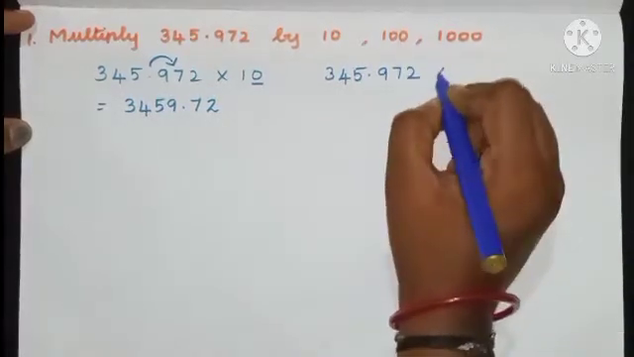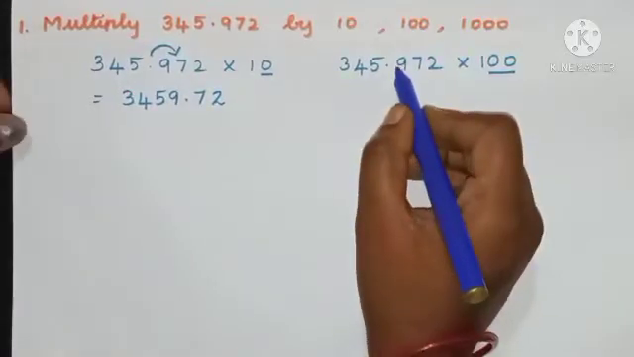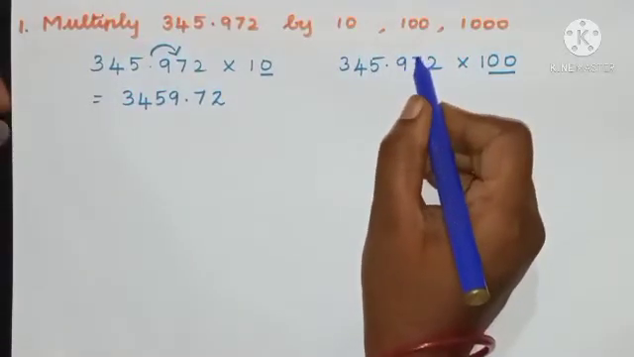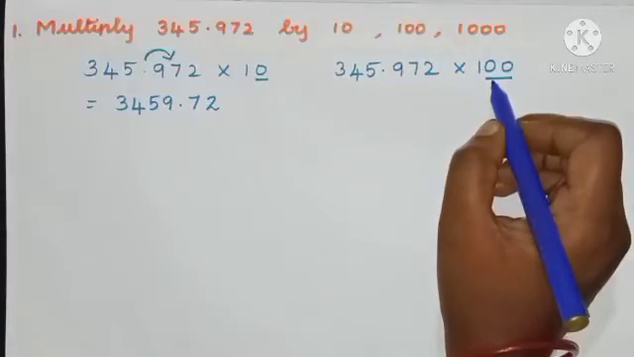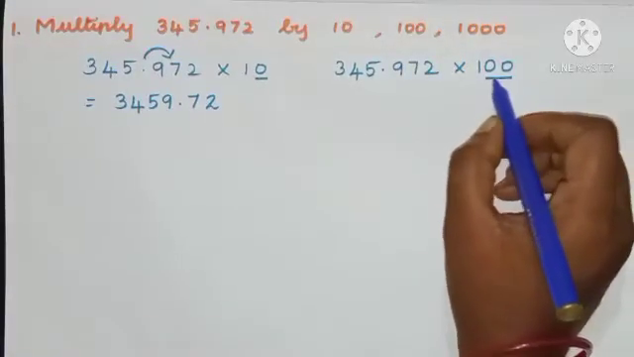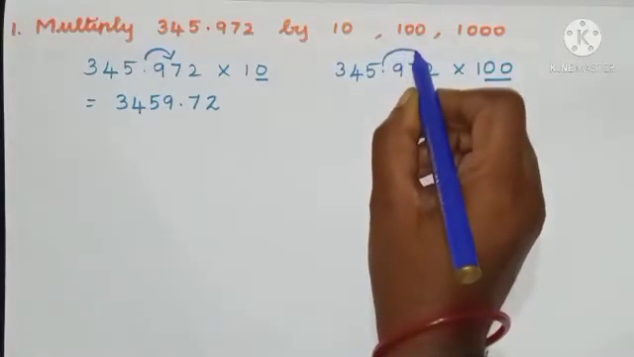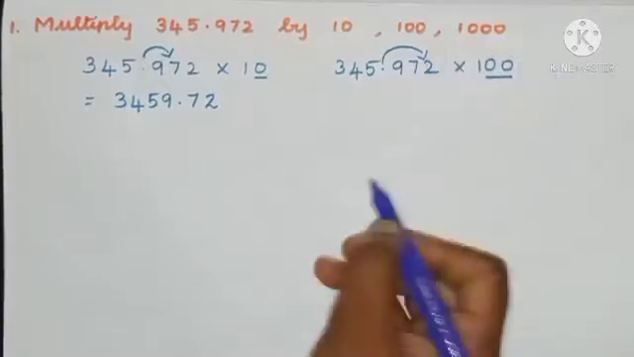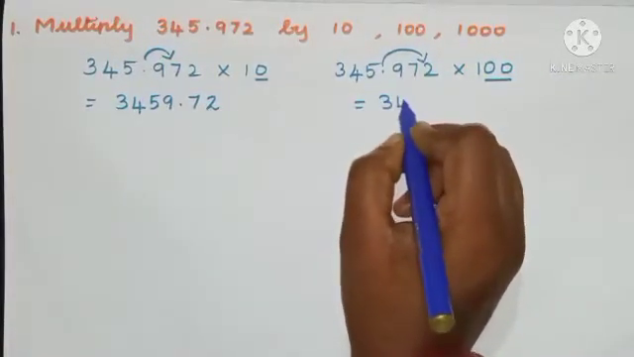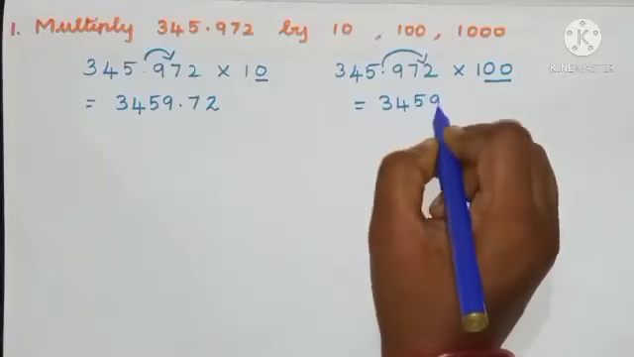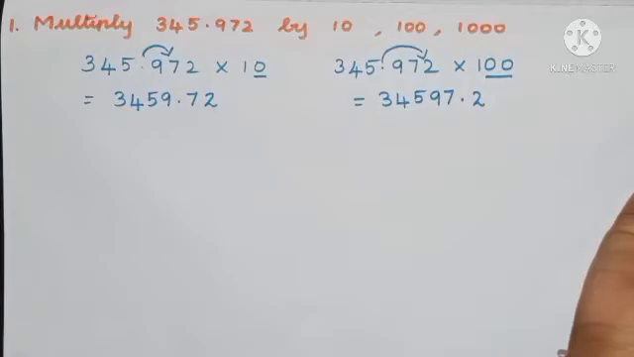Now 345.972 into 100. So, how many places do you have to move the decimal point towards the right? Yes, you have to move 2 places to the right because here we have 2 zeros. So you have to move the decimal point by 2 places to the right. So you will get the answer as 34,597.2.